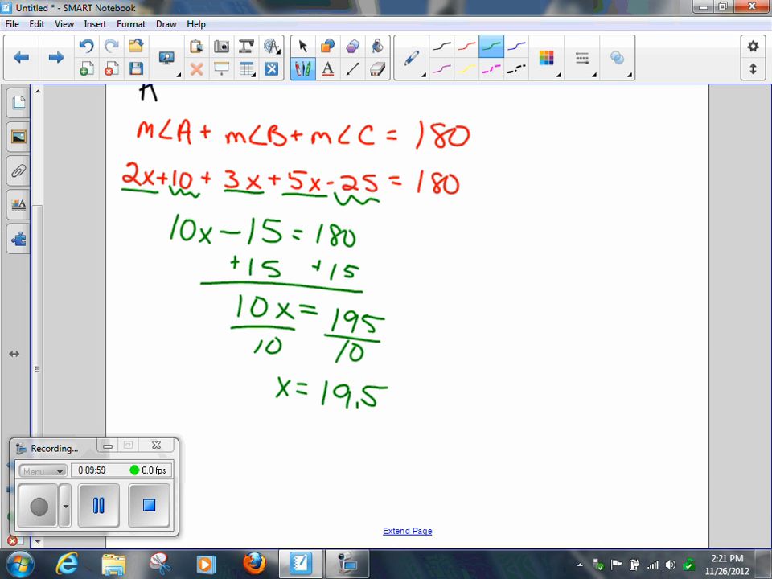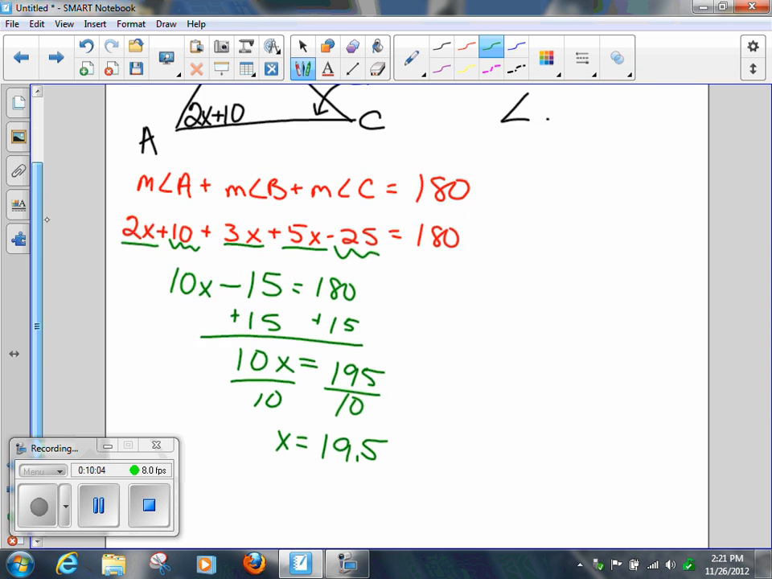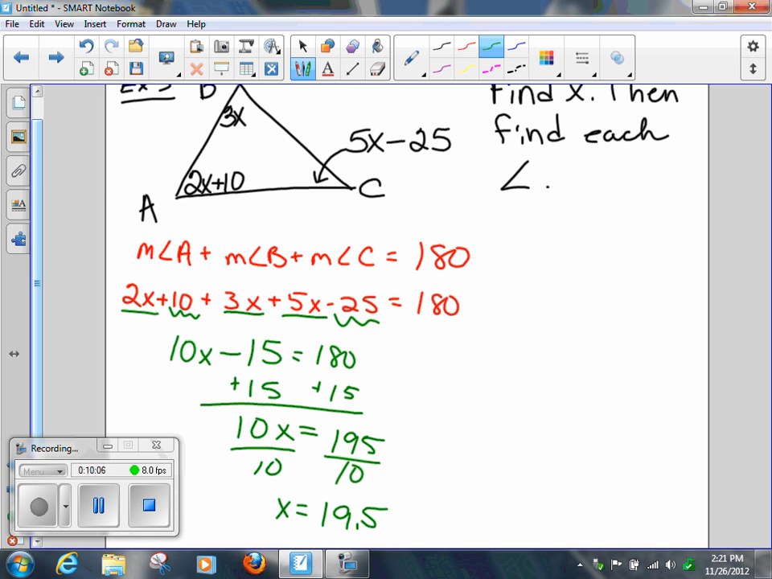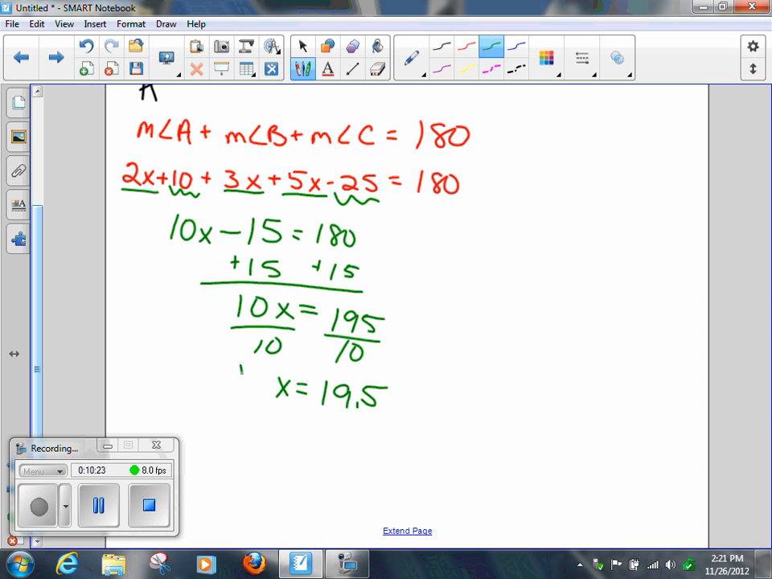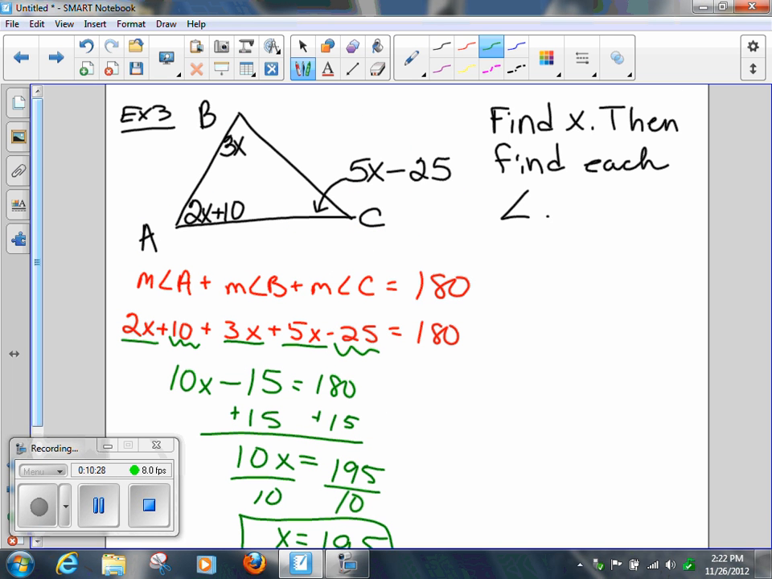All right. Now, don't panic. Turn around. Here we go. Why am I saying don't panic? Because we're about to do something. Nobody likes decimals. Nobody likes fractions either. So what do you like? Whole numbers. No negatives. We found x, right? Now we have to go back and find each angle. This is just a matter of plug and chug.